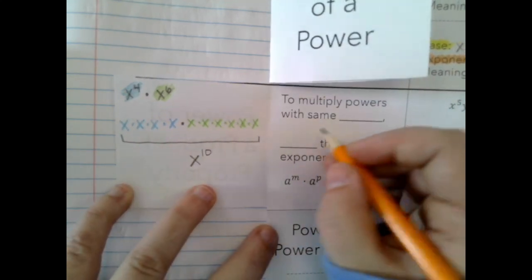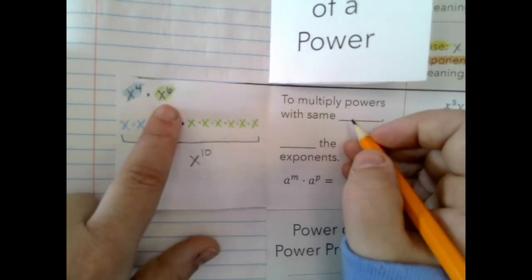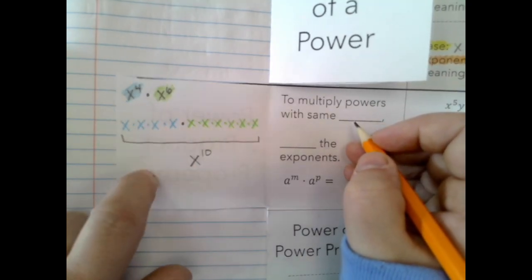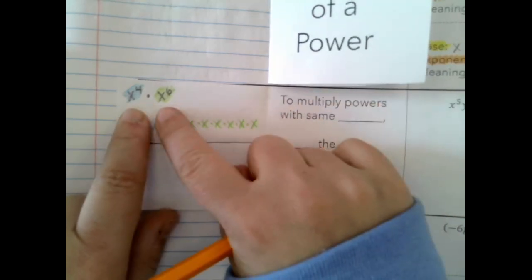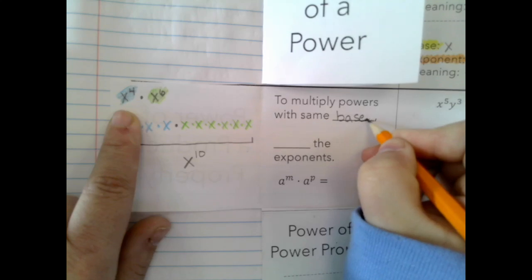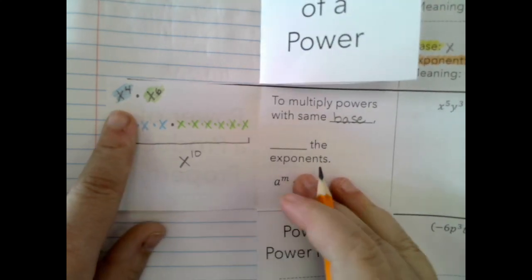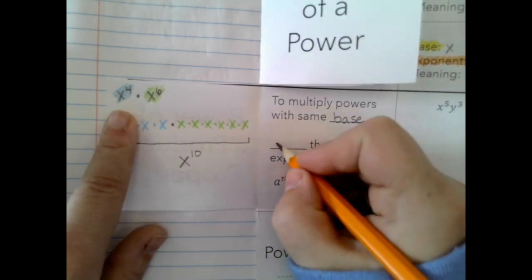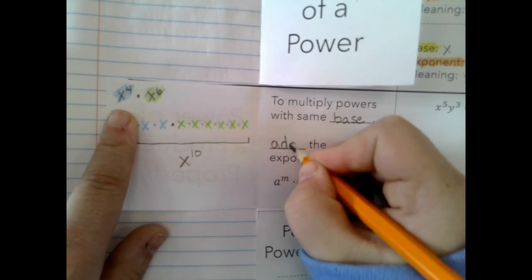So to multiply powers with the same, what match? The bases or the exponents? No, the bases. The bases match, so to multiply powers with the same base, we're going to add the exponents.